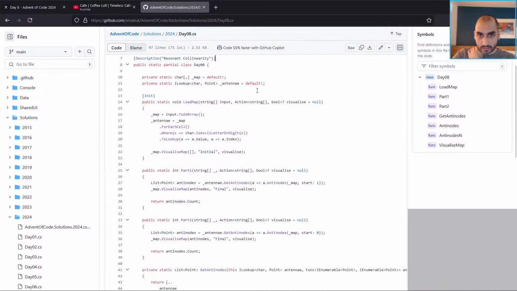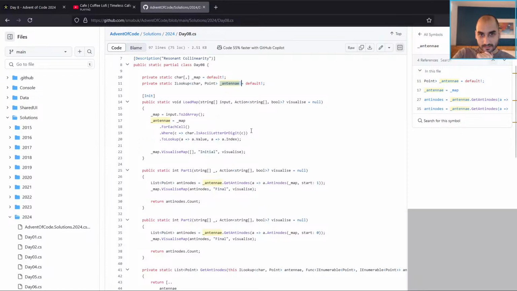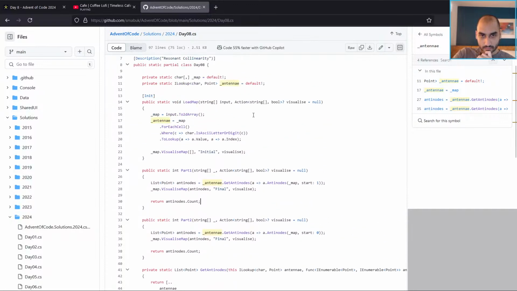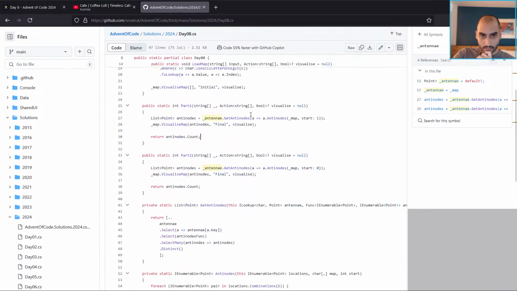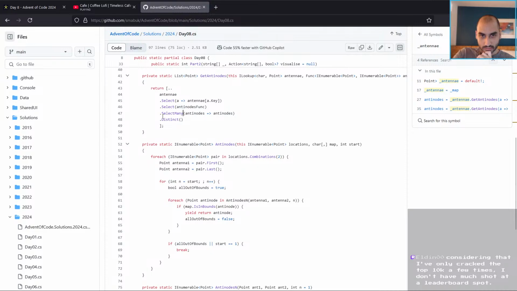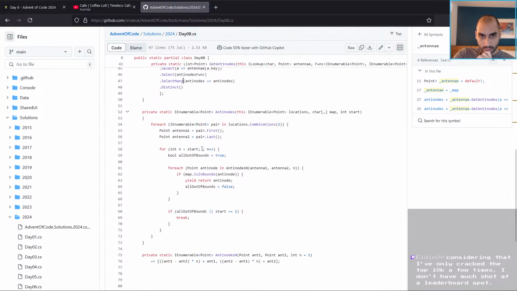Resonant collinearity. Oh nice, you used antennae as well. Yeah, okay. Yep, that's cool. Distinct. And then you just go until it's out of bounds, right?